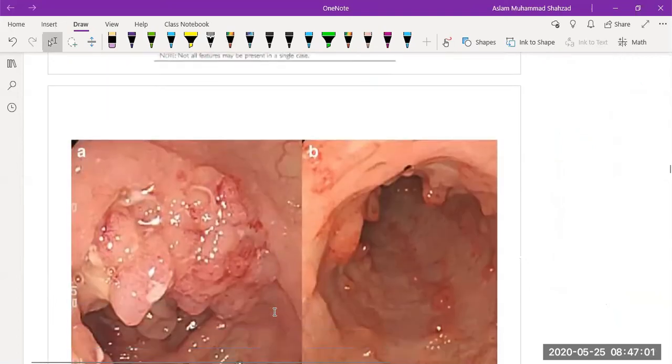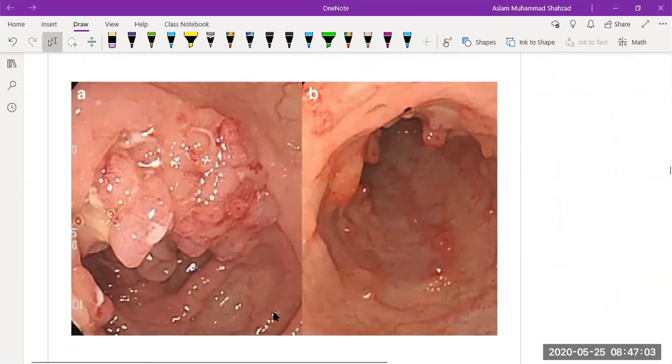So these are pictures showing how the formation of pseudopolyps will be there, because this is an example of ulcerative colitis, which is superficial.